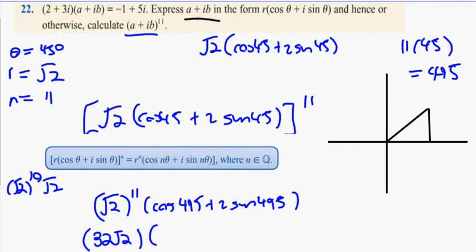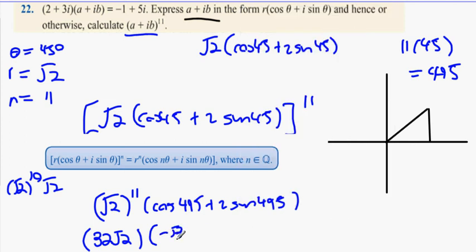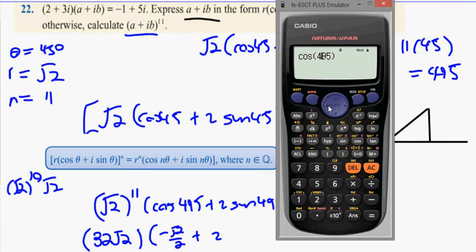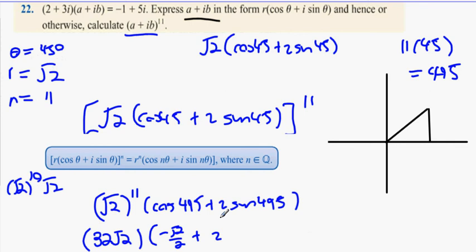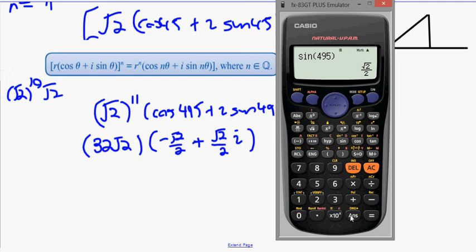And then cos 495. Cos 495 is going to be minus root 2 over 2, plus i sin 495, which is root 2 over 2. So plus i times root 2 over 2. Okay, so what we get here is our answer.